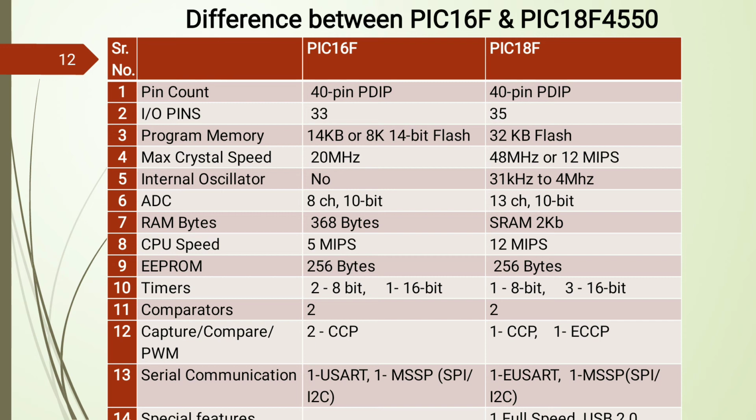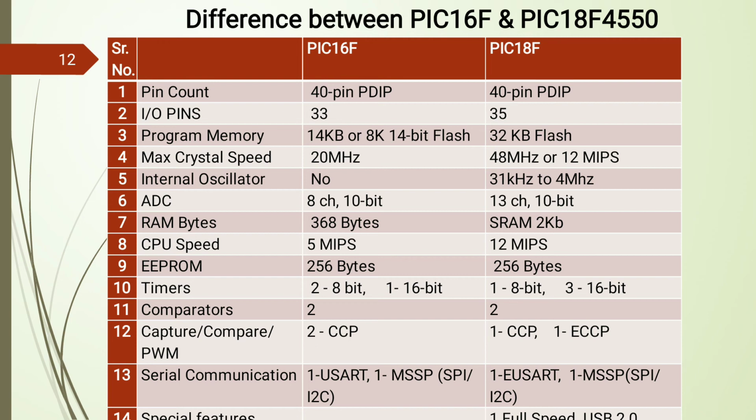The timers available for PIC 16F are two 8-bit timers, that is timer 0 and timer 2 are 8-bit timers, and only timer 1 is a 16-bit timer. Here out of 4 timers, the first timer, that is timer 0, is 8-bit, and the remaining 3 timers are 16-bit timers. So we can choose any one timer as per our requirement. Here timers are also enhanced.